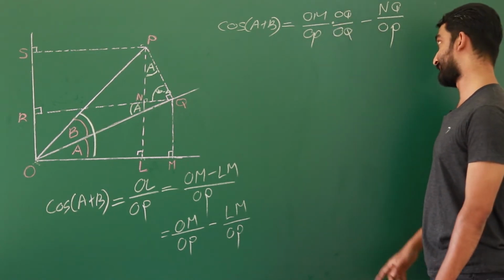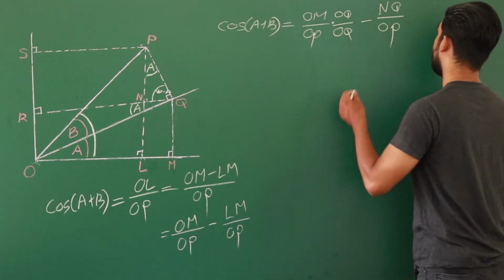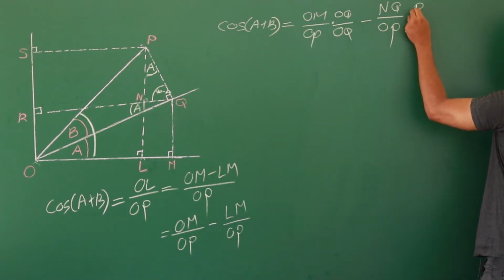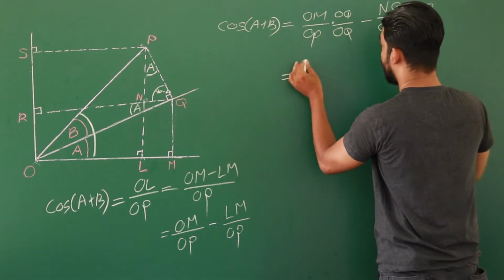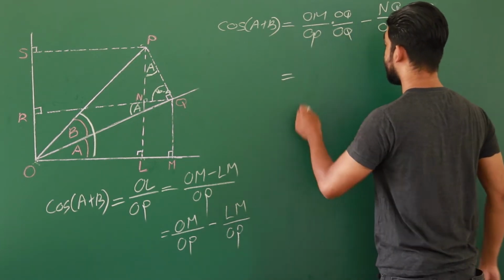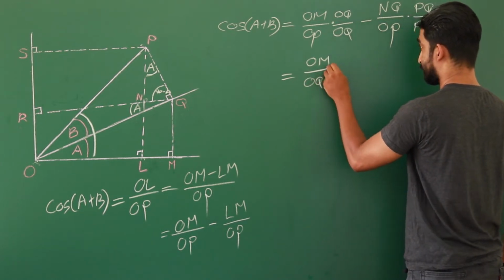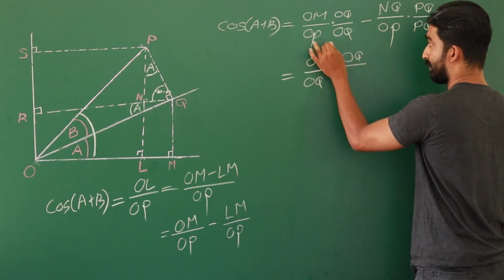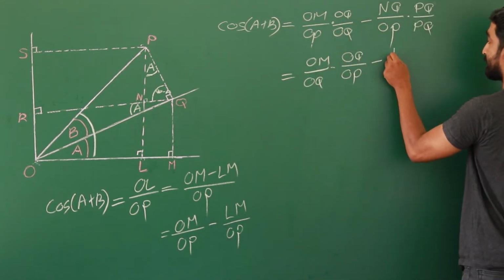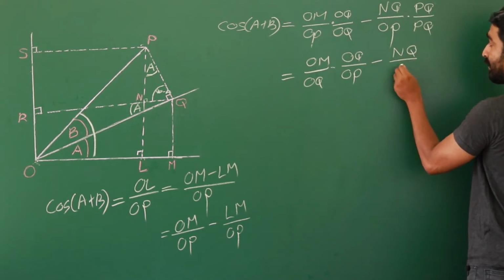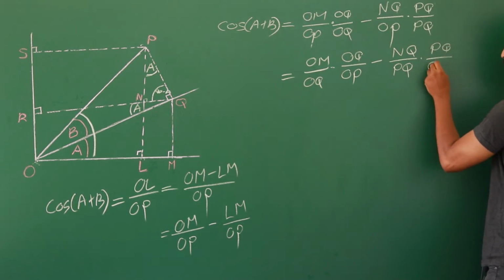So these will get cancelled, and OM over OP is still remaining. Now NQ over OP we multiply by PQ over PQ. So we swap these denominators, which means we first write OQ, then OP. And minus NQ over PQ times PQ over OP.